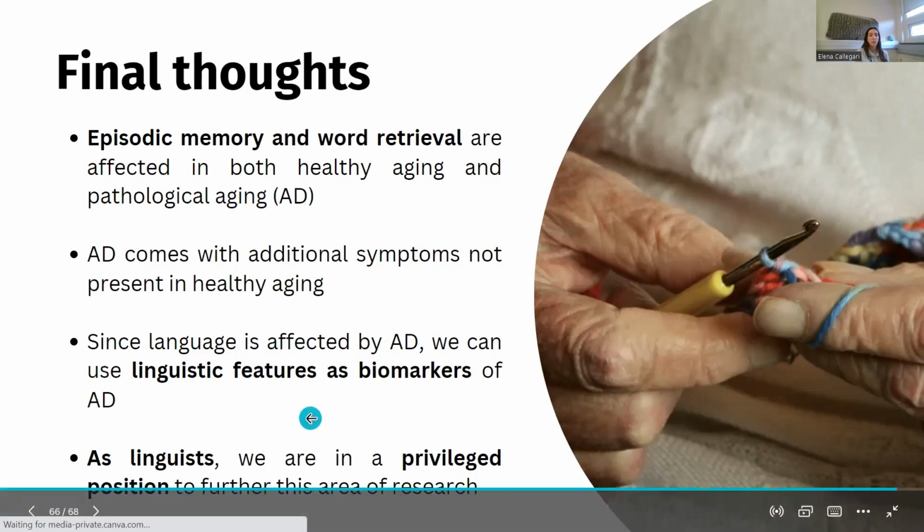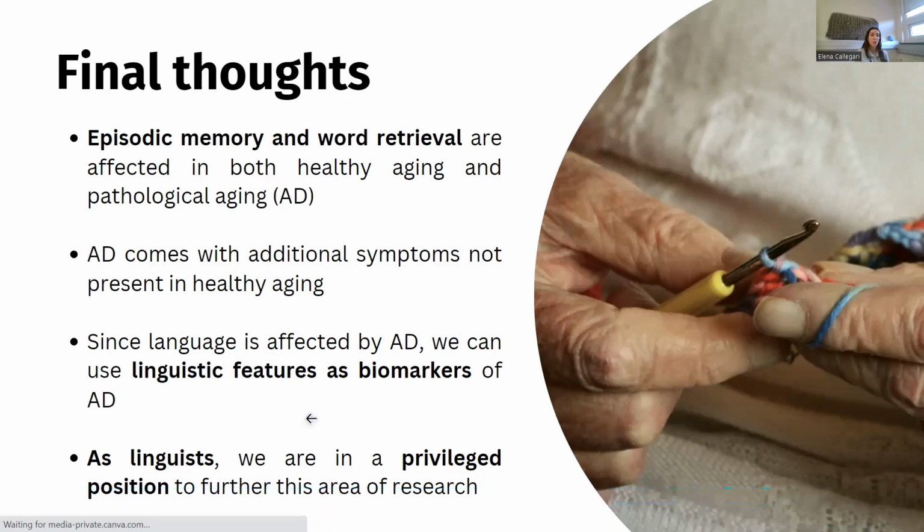Since language is affected by Alzheimer's disease, we can use linguistic features as biomarkers of Alzheimer's disease. We can use linguistic features to potentially tell somebody if they've got Alzheimer's disease, but we can also use linguistic features to better monitor the progression of the disease, which makes us linguists people that are in a very privileged position to be doing something about dementia, and so to be helping these individuals get the answers that they deserve, because that is exactly what we do. So we look at language and we try to draw conclusions out of that.